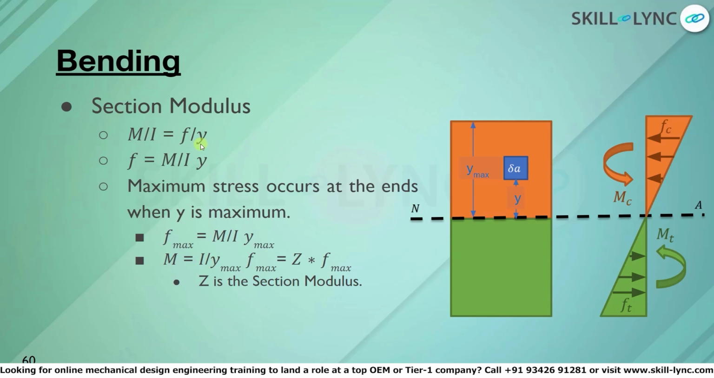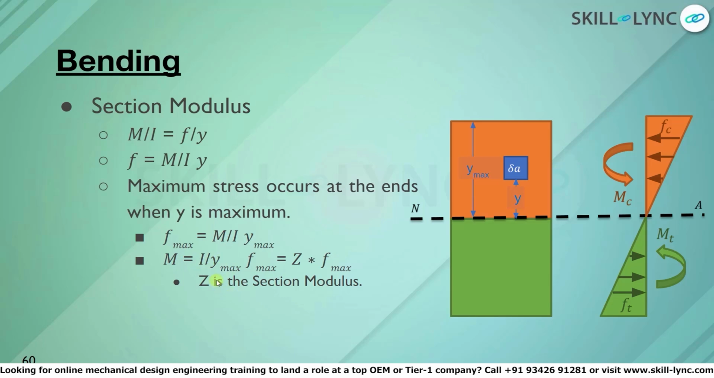Next, we look at section modulus. We know that M by I is equal to F by Y. We got this from the Bernoulli equation. Thus, F, or the stress in the element, is equal to the moment of resistance divided by the moment of inertia multiplied by Y, which is the distance. Maximum stress in this element will occur at the end, that is when Y is at its maximum limit. Thus, F max will be equal to M by I times Y max.